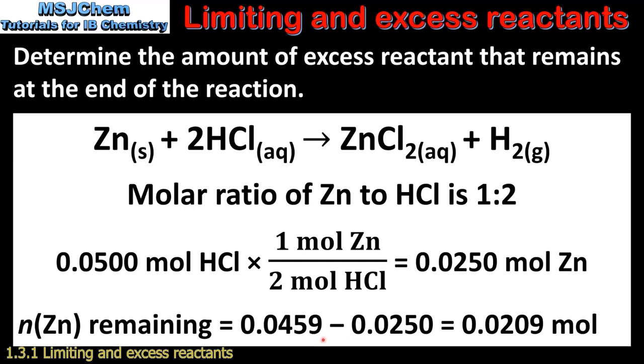that we calculated in the previous slide. And this gives us 0.0209 moles of zinc remaining. So that's all from this video. In the next video, I'll be looking at how to calculate the theoretical yield.